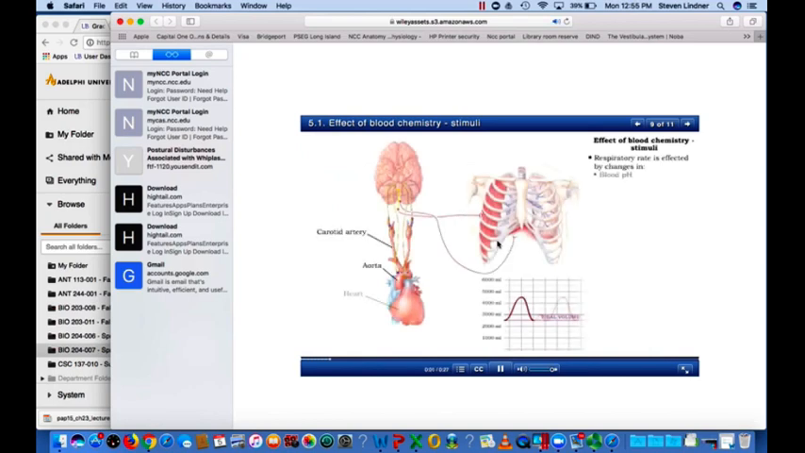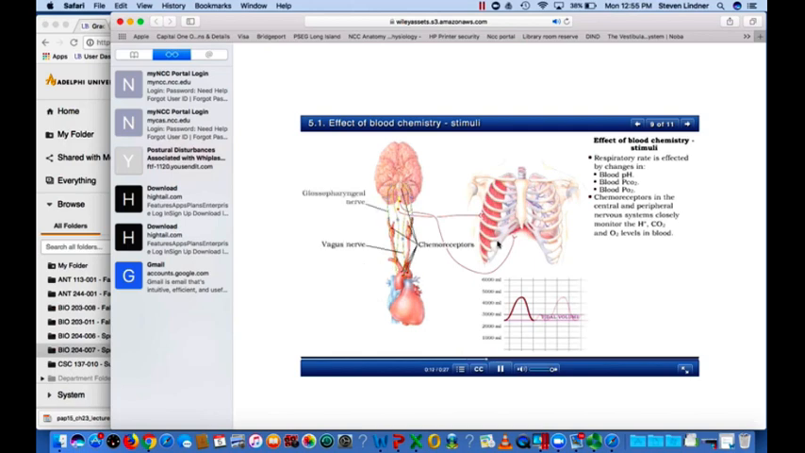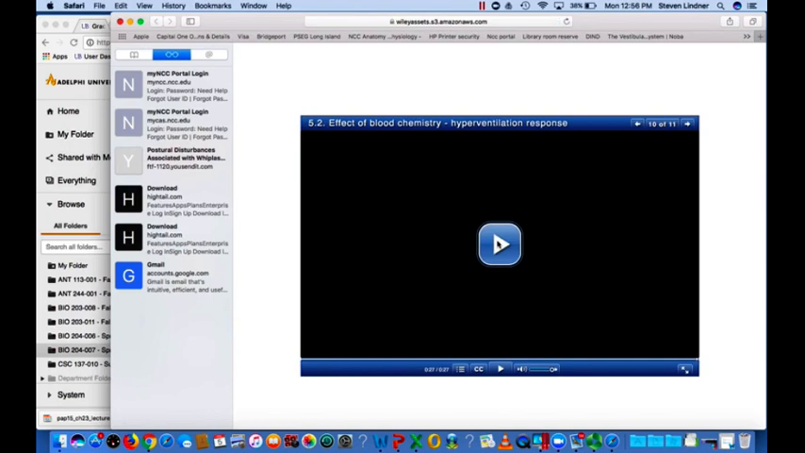Changes in blood pH, partial pressure of carbon dioxide, and partial pressure of oxygen have profound effects on respiratory rate. Chemoreceptors in the central and peripheral nervous systems closely monitor the hydrogen ion, carbon dioxide, and oxygen levels in blood. Changes in the frequency of impulses from the chemoreceptors affect respiratory rate.